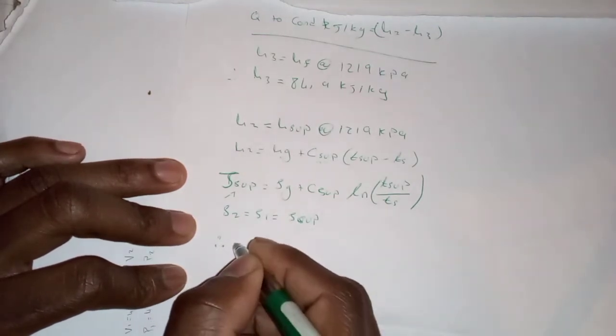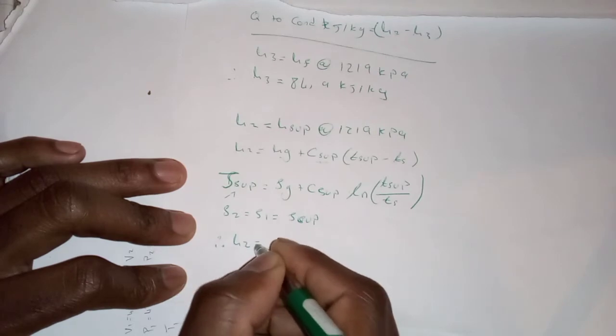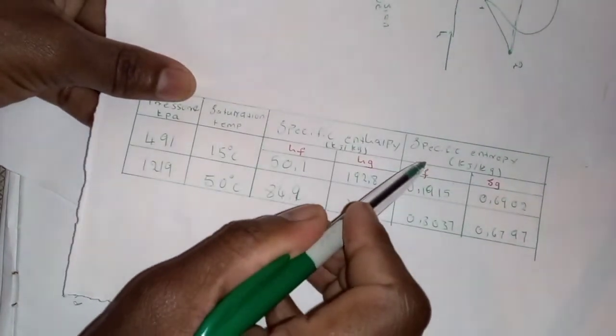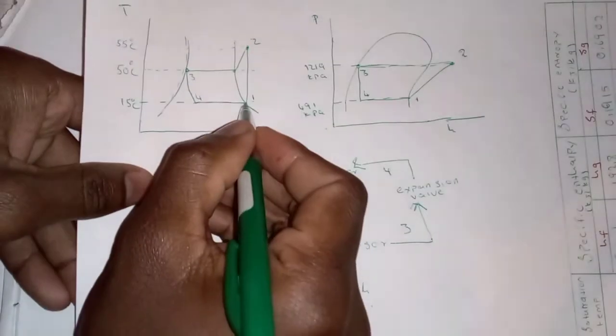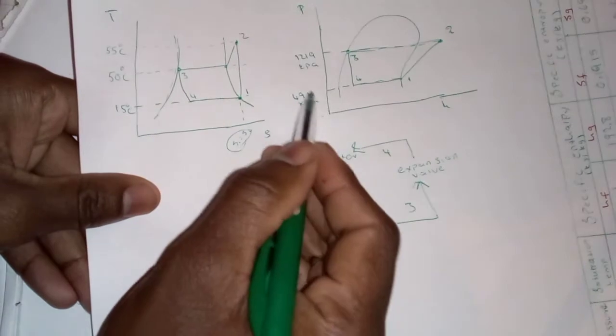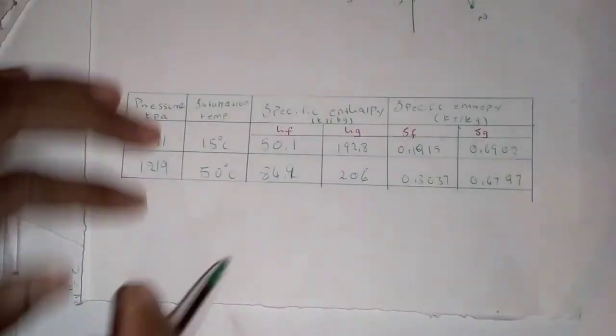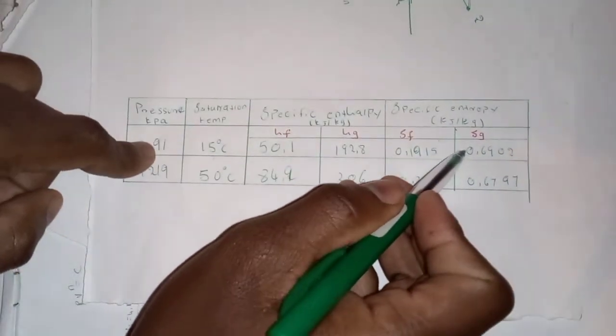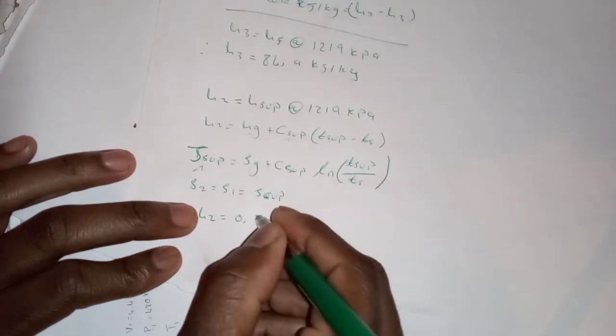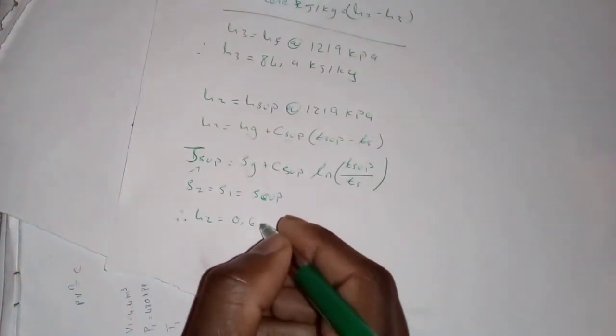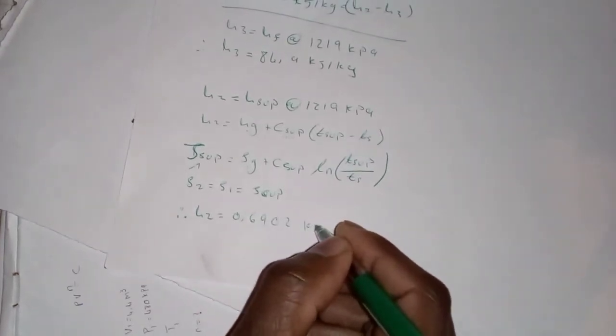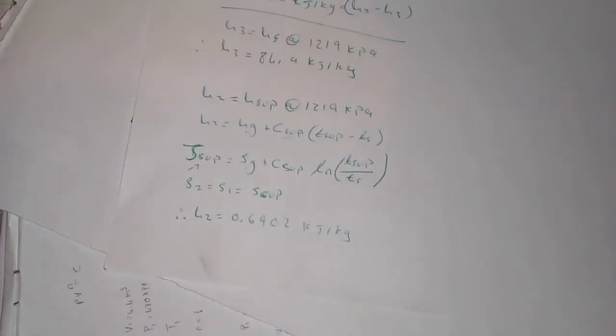Therefore, the value for S2 from the diagram will be the value of S1. S1 we know is within this pressure, the pressure is here 419, and we know it is Sg. Sg will be this one within this pressure. It's 0.6902 kilojoules per kg. So we go back to the formula.